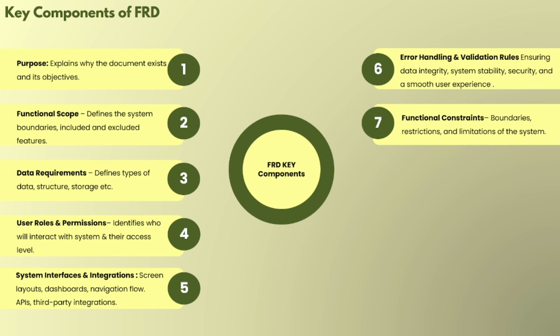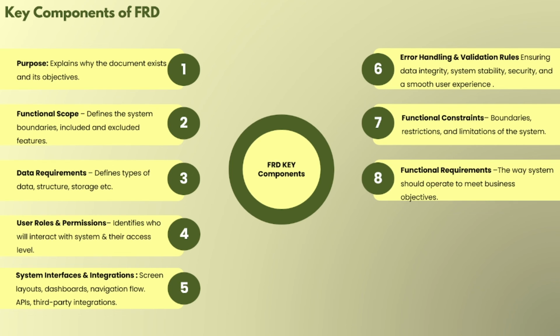Now functional constraints, then boundaries, restrictions, and limitations are discussed here. Then functional requirements. What is a functional requirement? It is the way the system should operate to meet the business objective. This is the core part. Actually, it defines what actions the system must perform to support the business need.